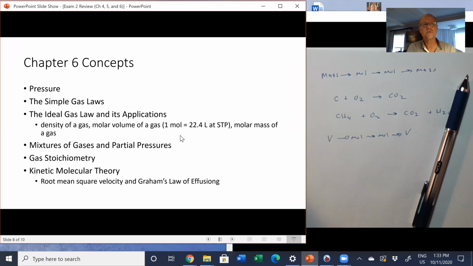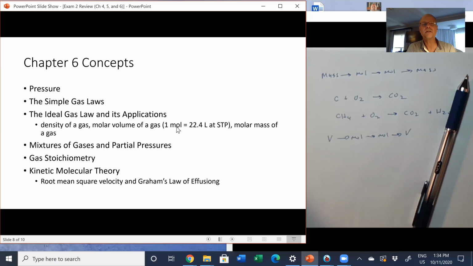All right, moving on to chapter 6. The concepts in chapter 6 were pressure. So we talked about pressure, so know what pressure is and be comfortable with the units of pressure, right? Know each of the simple gas laws and how to apply them. Know the ideal gas law and how to apply it, right? And specifically know how to apply it to the density of a gas, to the molar volume of a gas.